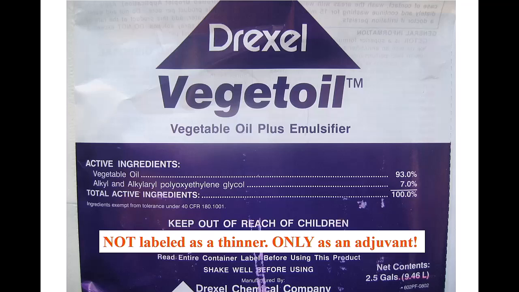So, okay, soybean oil went up in price, and emulsifier got too high, so we looked for something else, and we started working with vegetable oil. It says vegetable oil, but the manufacturer told me it's soybean oil, but it does have an emulsifier. It's labeled as an adjuvant, but it's not labeled, quote, as a thinner.